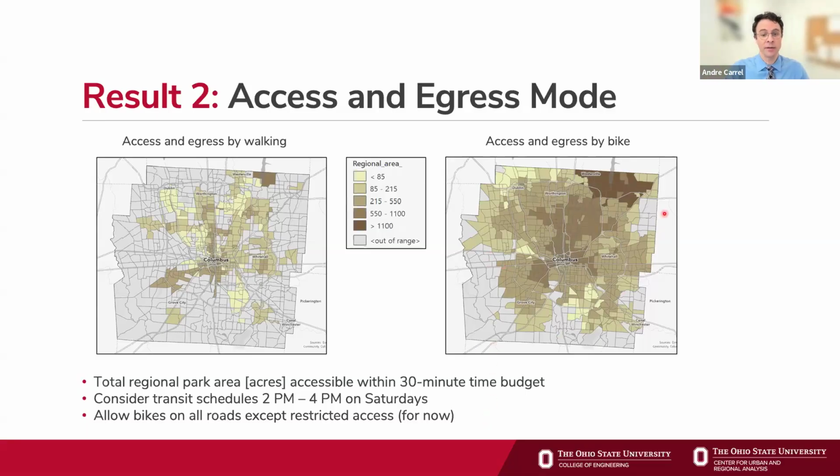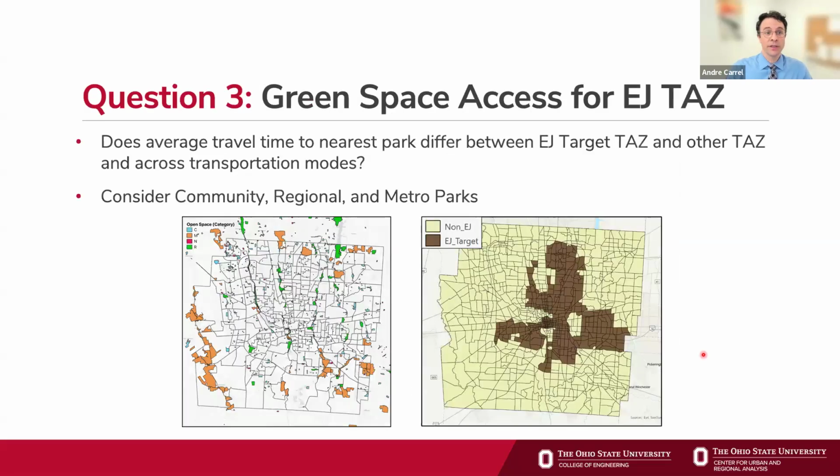Now, one caveat about this analysis on the right, where we see this vast expansion of accessibility, is that we are allowing bicycles on all roads here, except those where bikes are explicitly restricted. For now, we will return to this issue with question number 4. Now, before this, let's move on to question number 3.